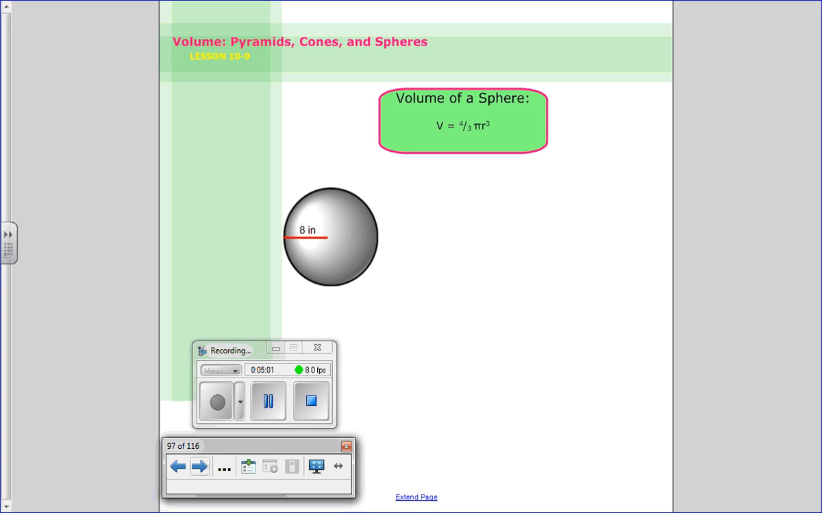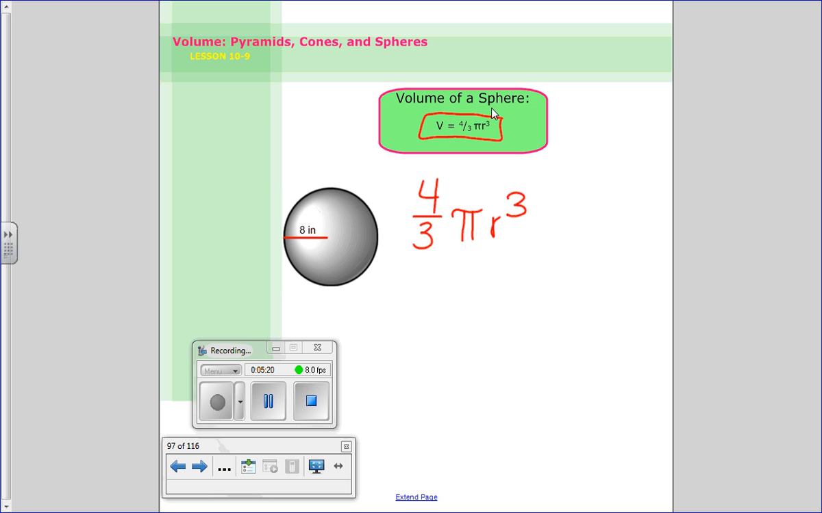That's the first half of the lesson. Now we're going to look at the volume of a sphere. The volume of a sphere is 4/3 times pi r cubed. And again, how we do this, you start with the radius and go through that piece there.